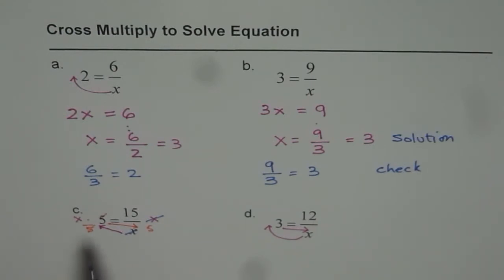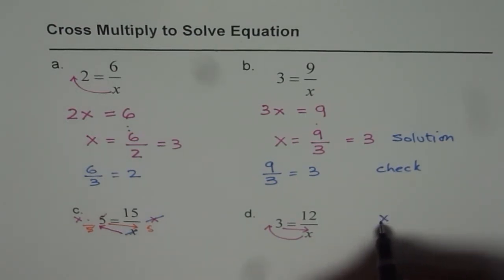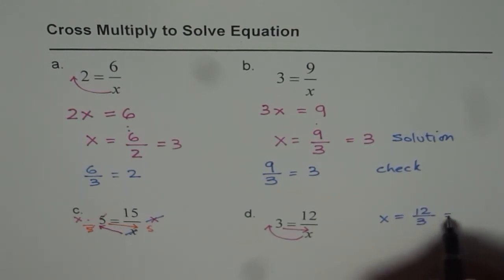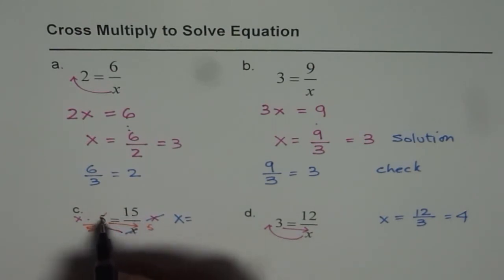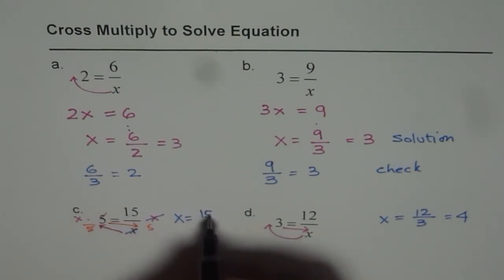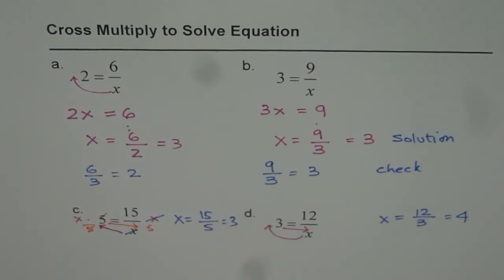So practice with questions C and D and see, do you get the answer here? What do you expect? Here you expect the answer as x equals 12 over 3, which is 4. And here x should be equal to 15 divided by 5, which is 3. So that is how you can get your answers, right? So go through the method and see if you can get it.